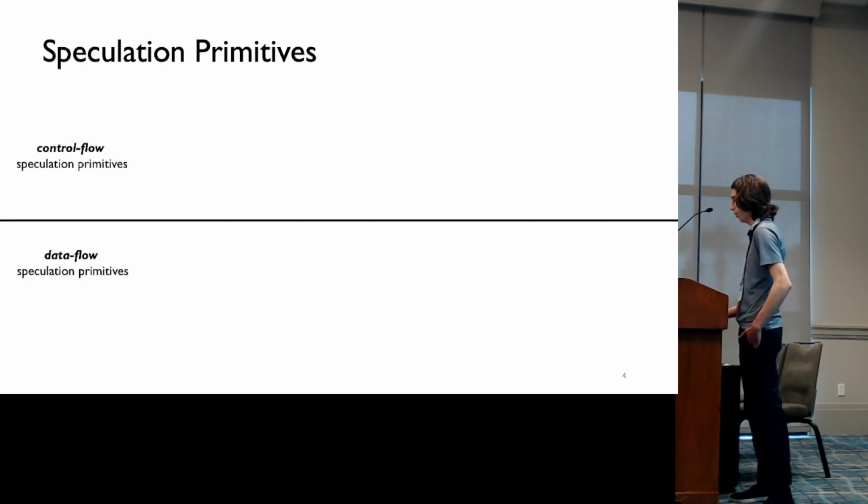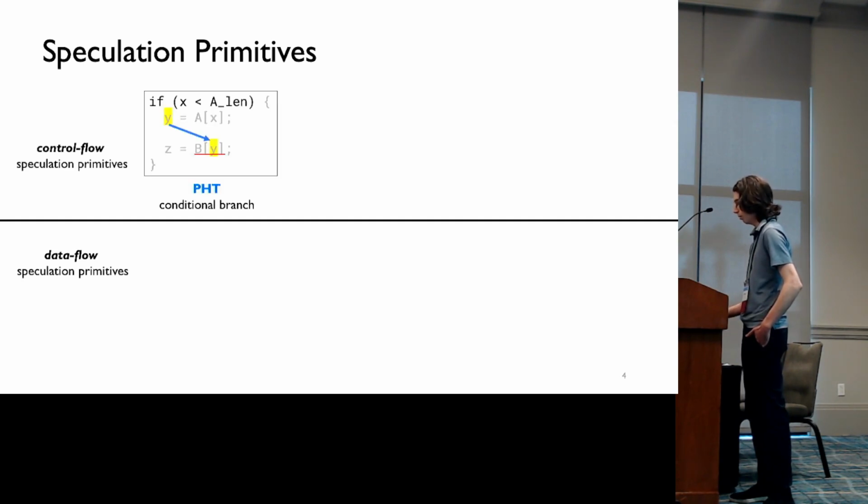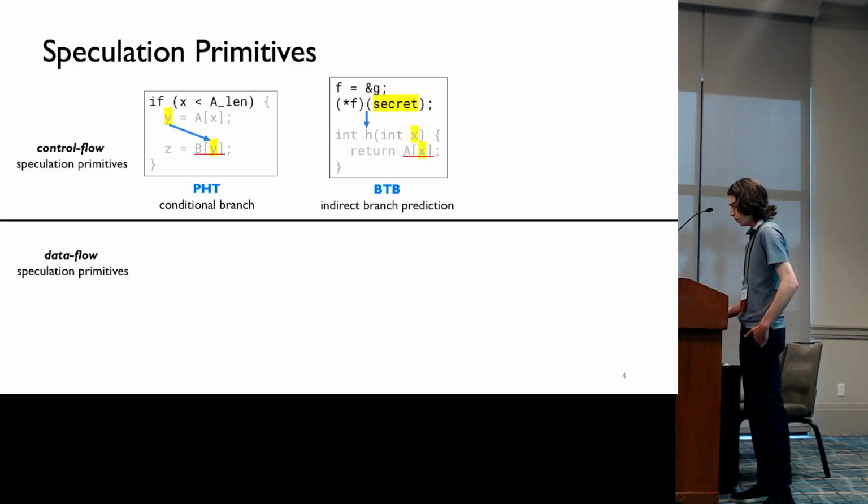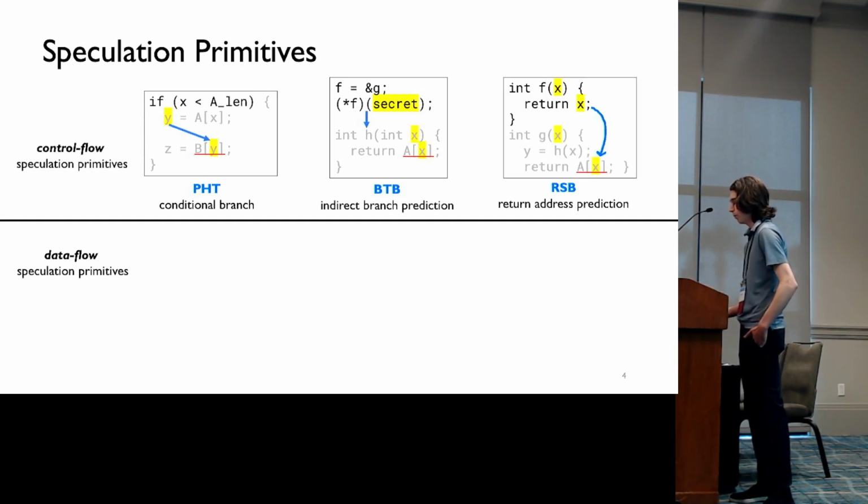So on modern processors, there are 5 well-documented sources of mispredictions that enable Spectre. These are called speculation primitives. So on the control flow side, we have conditional branch prediction, which we already saw, or PHT. We also have indirect branch prediction, which can cause an indirect jump to speculatively jump to any instruction in memory. It's shortened to BTB. And we also have return address prediction, or RSP, which can cause a return to the wrong call site in the program.